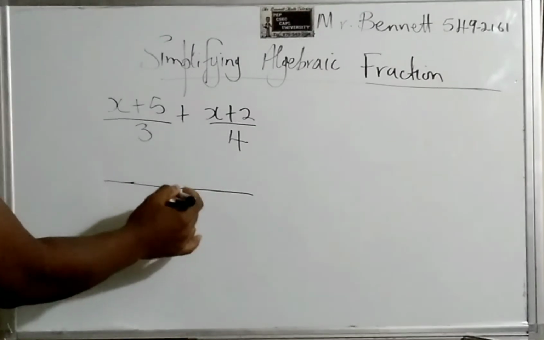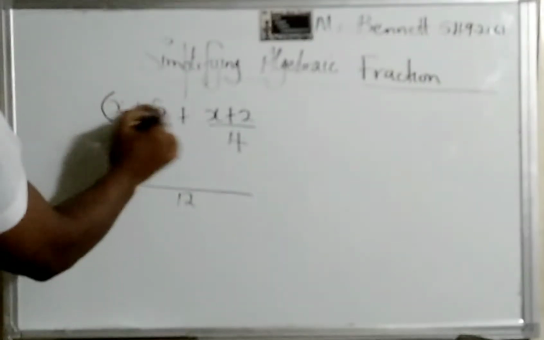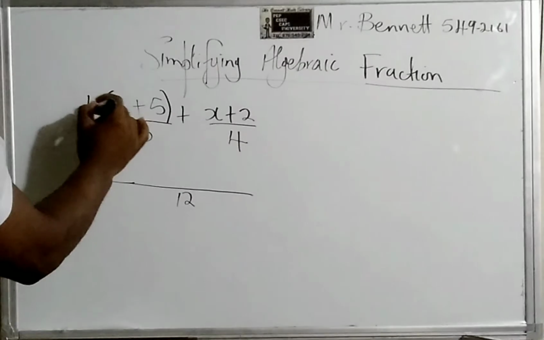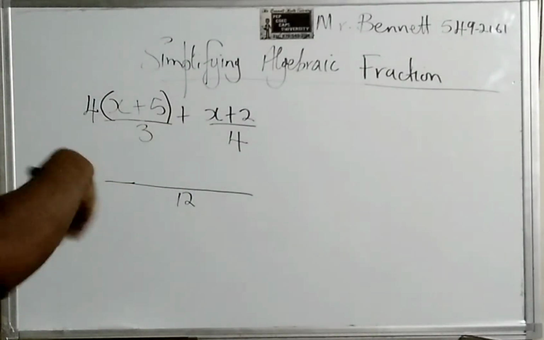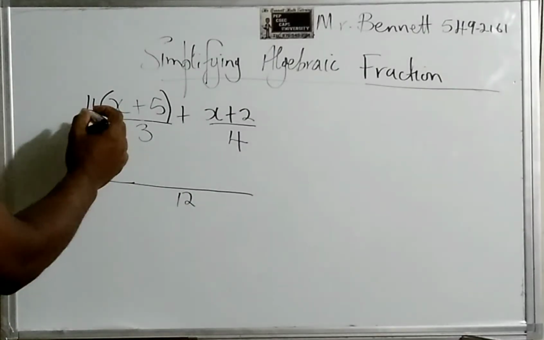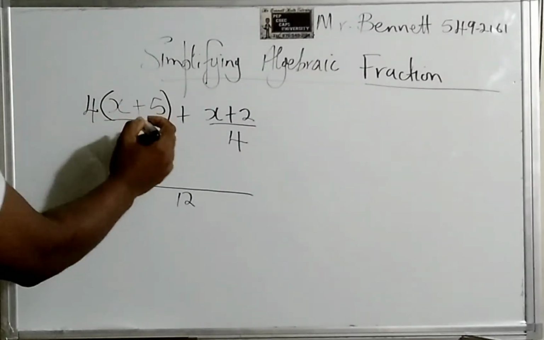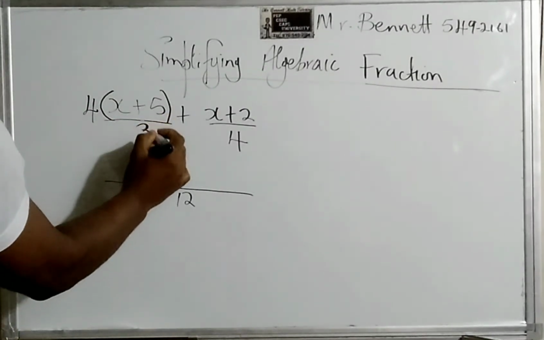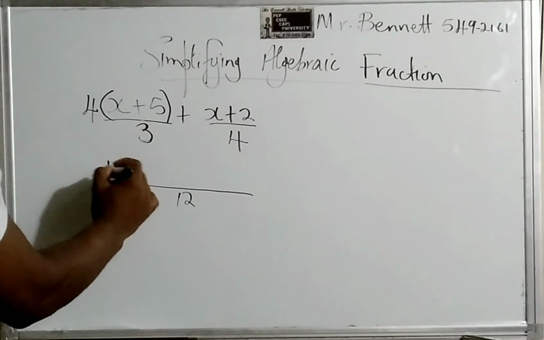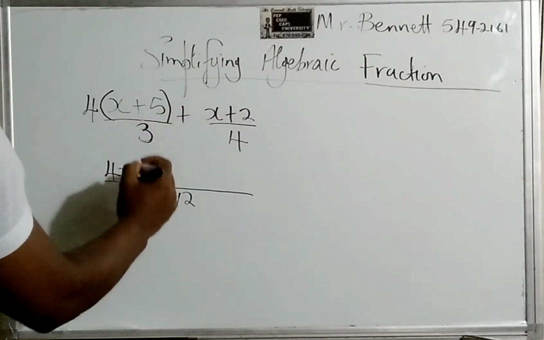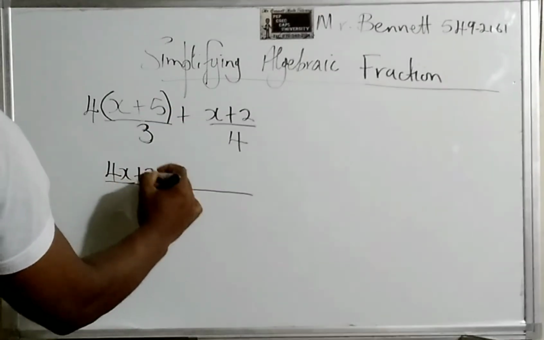3 into 12 goes 4 times. Put a bracket around this. And remember, bracket means to multiply. So we will multiply 4 times x and 4 times 5. So 4x plus 4 times 5 will be 20.